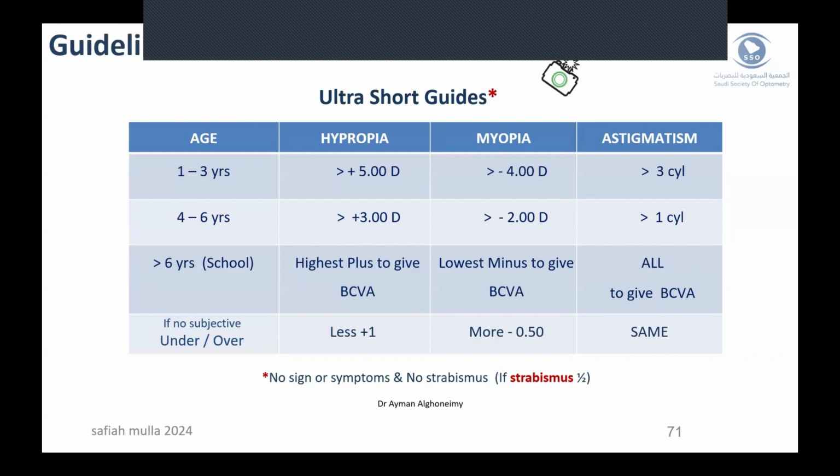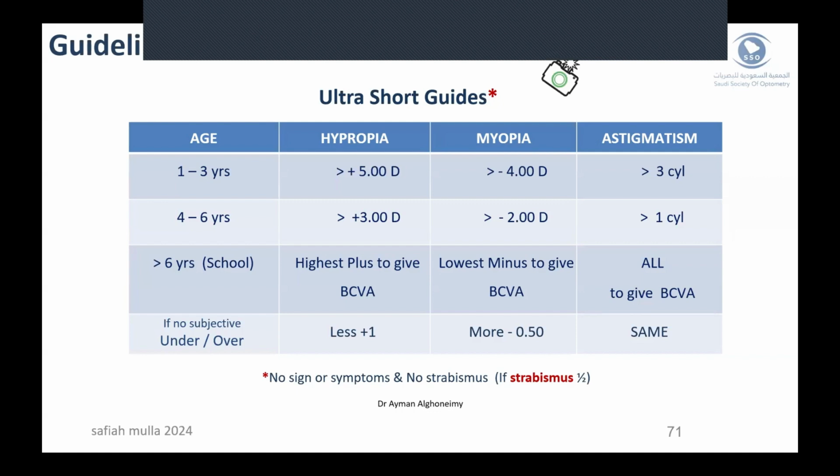So for 1 to 3 years of age, if they are hyperopic, you don't correct them unless they are more than +0.5 diopter. If they are myopic, you don't correct them unless they are -4. And if they have astigmatism, it should be 3 cylinder or more to correct them. He also put the kids in one group from 4 to 6, and then more than +3 diopter to correct hyperopia, -2 diopter and more to correct myopia, and astigmatism any cylinder.